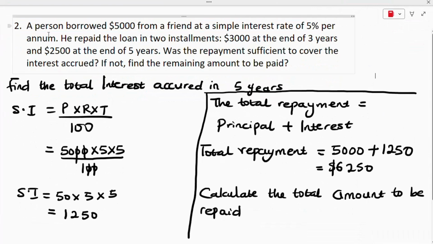So guys, this is how you can easily solve a question such as this right here. We have been able to find the remaining amount to be paid.